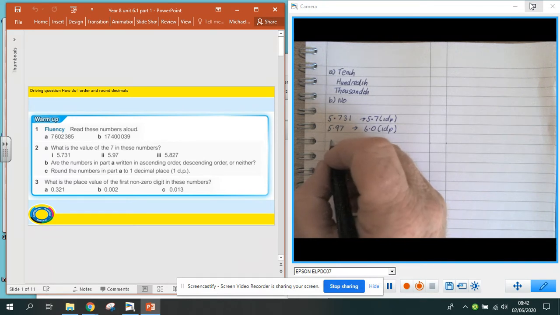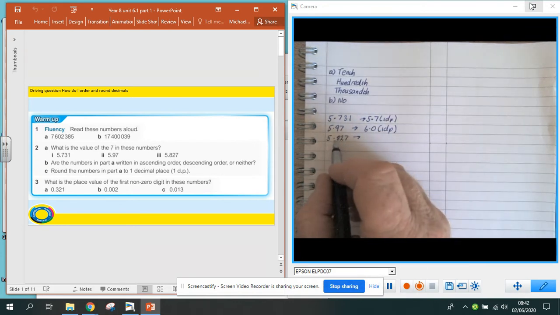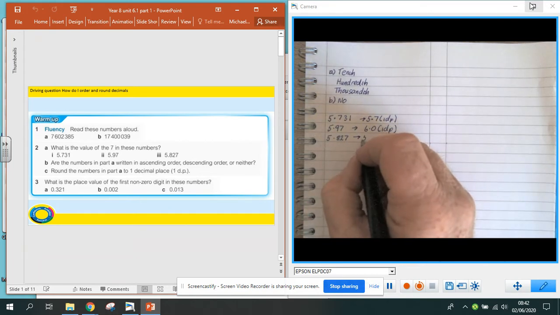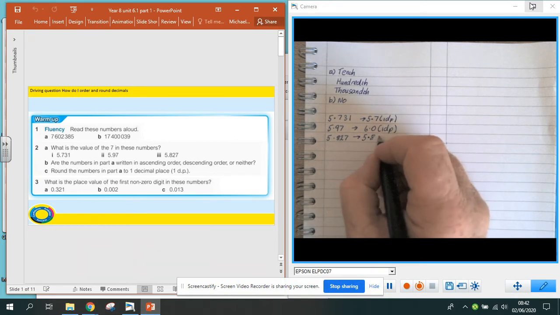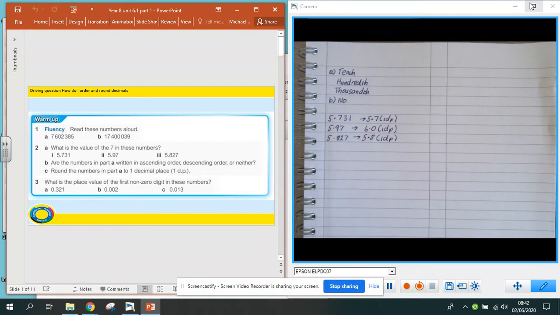And lastly, we have 5.827. So 5.8, 1 decimal place. Then I look at the next number, it's a 2, so I ignore it. So my number stays as 5.8 to 1 decimal place. Always write after it what you rounded it to, so people can see what you're doing.